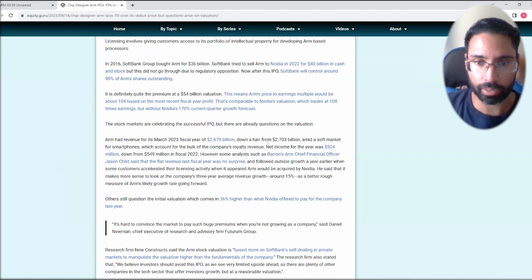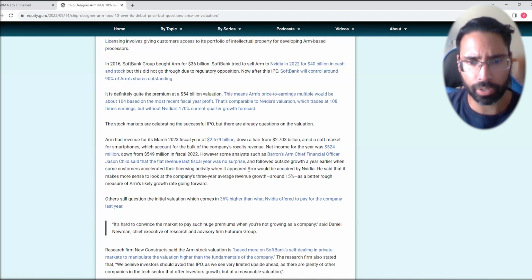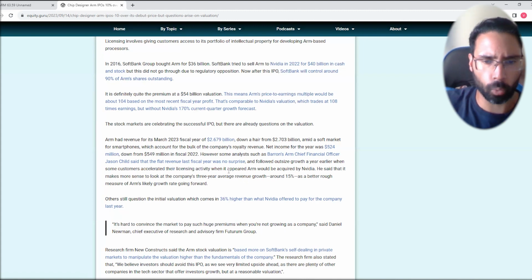It was down a bit. A lot of people say it wasn't a surprise, and it was due to this outsized growth a year earlier when customers accelerated their licensing activity, when it appeared that ARM would be acquired by Nvidia. So a lot of analysts said, hey, don't worry about the current year here. Judge the company based on its three-year average revenue growth, which is around 15%, and it's a better measure of where the growth for ARM is going to be going forward.